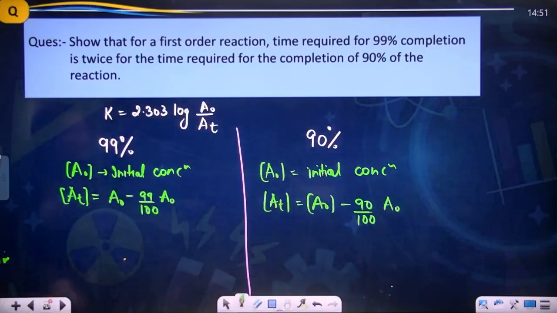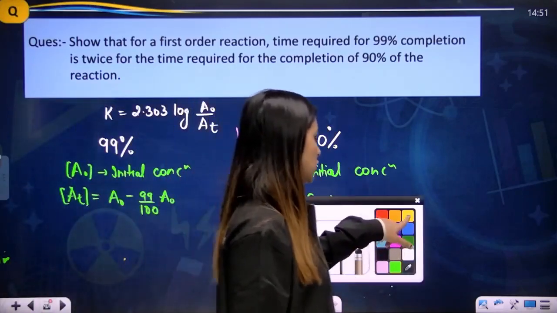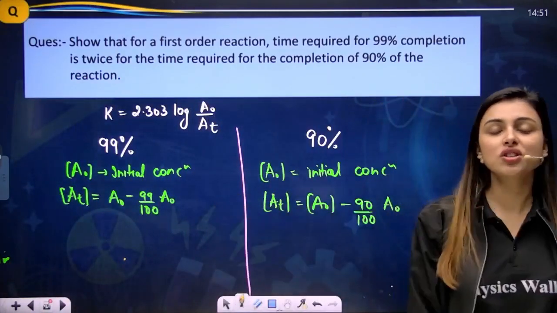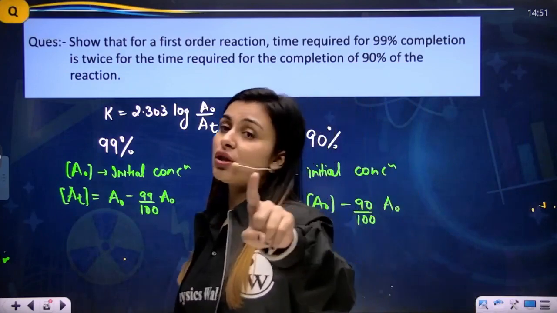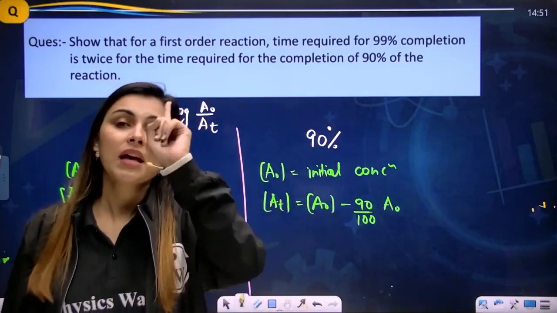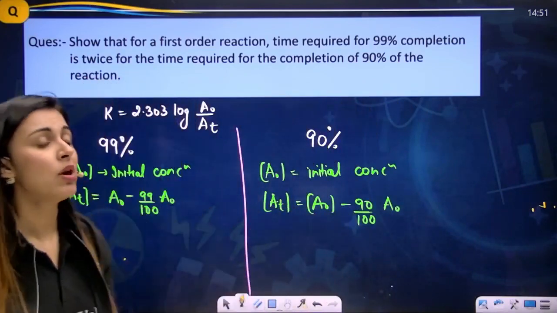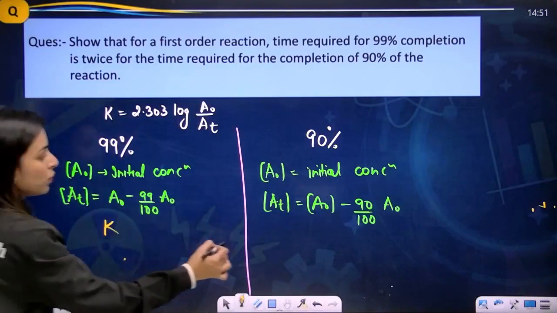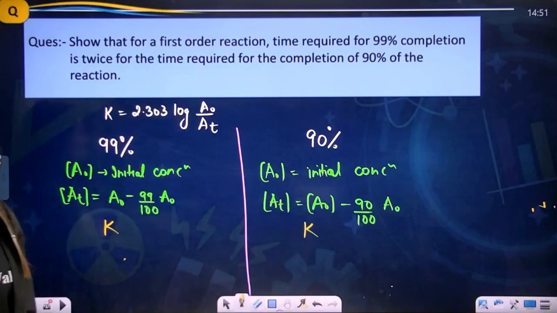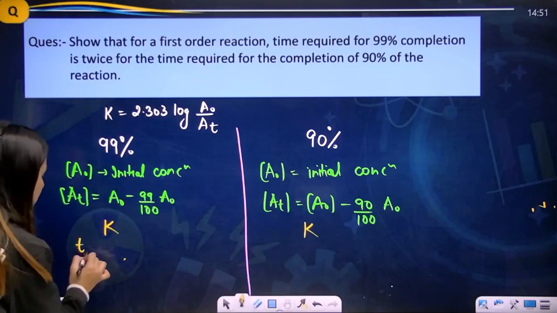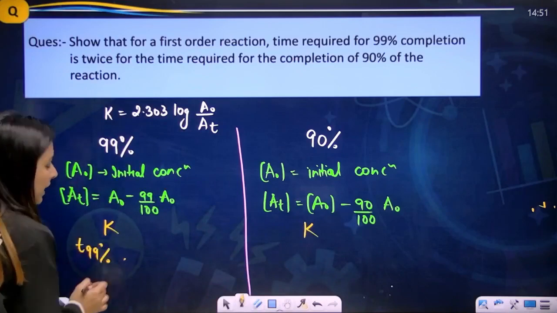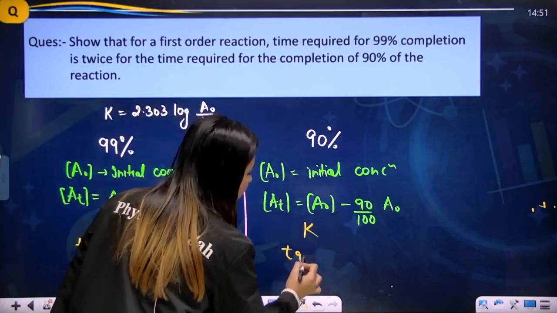Since, my dear students, your temperature is not changing, the rate constant will not change. Rate constant only depends on the nature of the reaction and on temperature. The nature of the reaction is the same, and the temperature is the same. So in both cases, the K value will be the same. The time here would be for 99% and the time here would be for 90%.